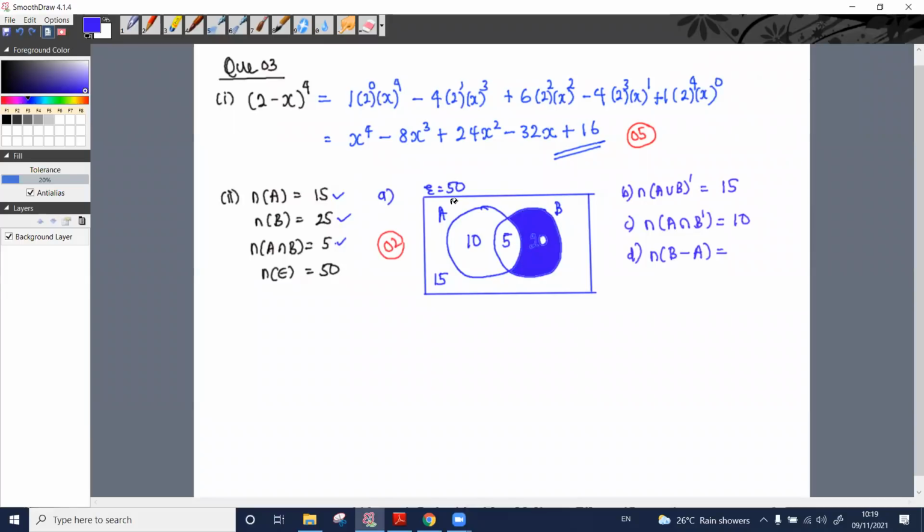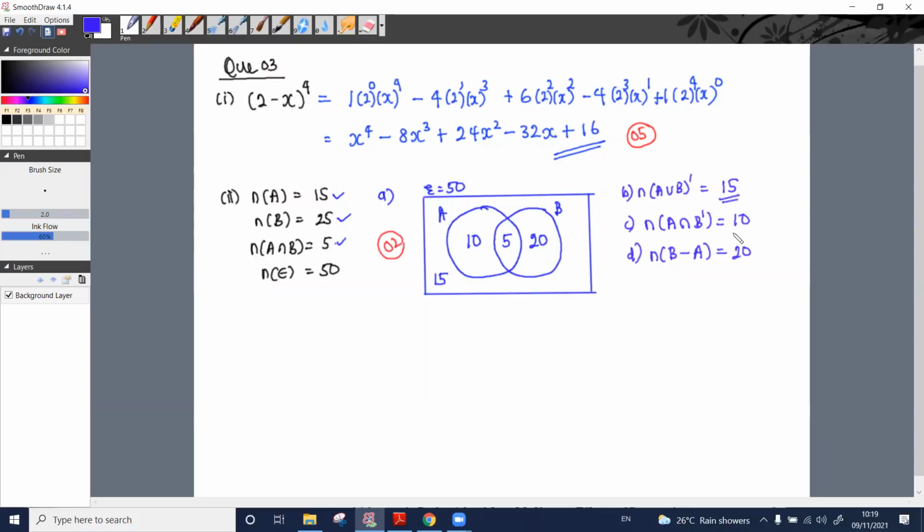20. Right? The answer should be 20. So these are the answers for part B, C, and D. Right? If you got this one correct, give 1 mark. For this answer, 1 mark. And for this one, another 1 mark. Good.